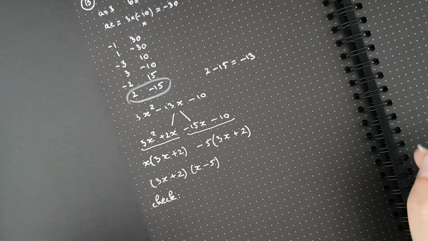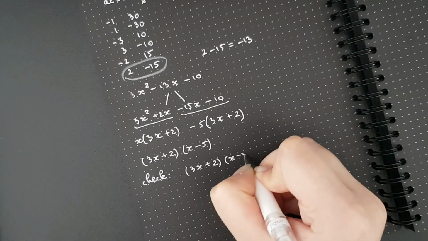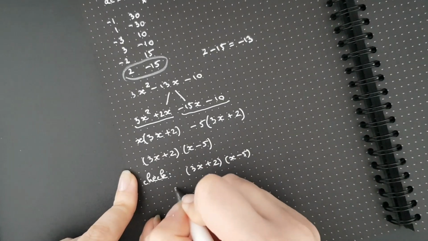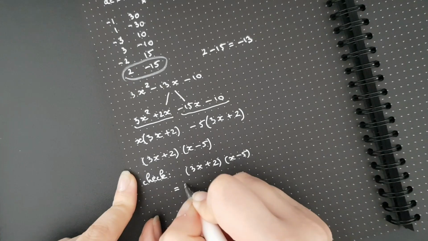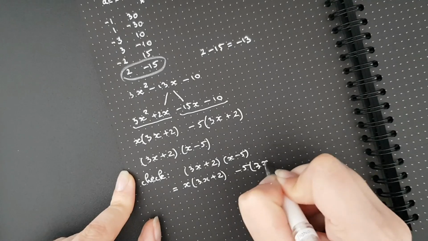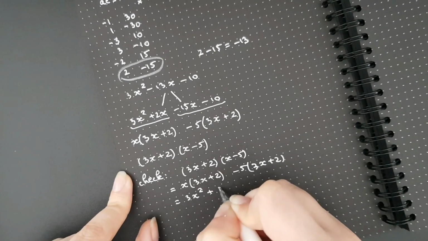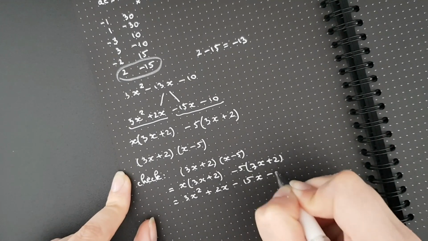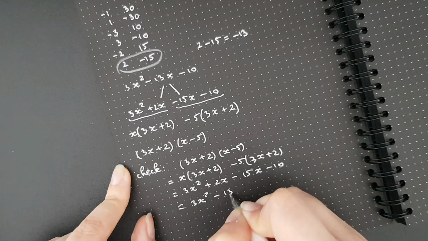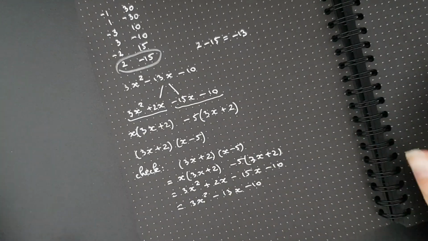So I can do a little check, just because I love showing all the steps like that. I'm going to go with 3x plus 2, x minus 5. And again, I want to do the second bracket just because I want it to look exactly the same. So I'm going to do x brackets 3x plus 2 and then minus 5 brackets 3x plus 2. So this gives me 3x squared plus 2x minus 15x minus 10, which gives me 3x squared minus 13x minus 10. Exactly the same. I love this. I think it's so cool.